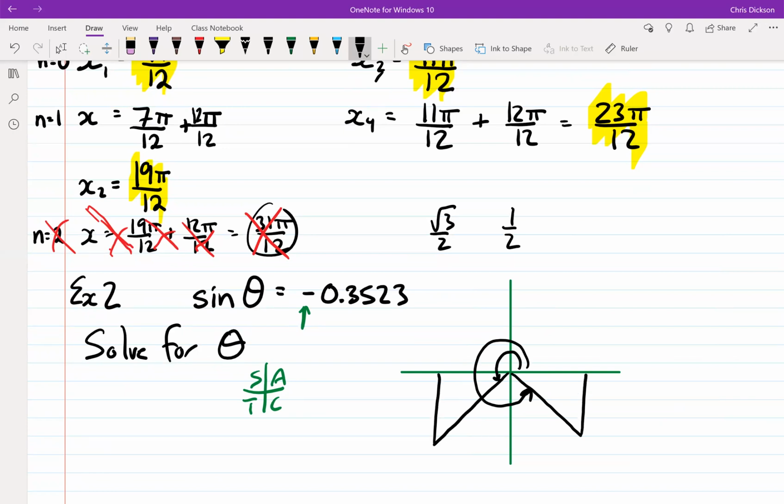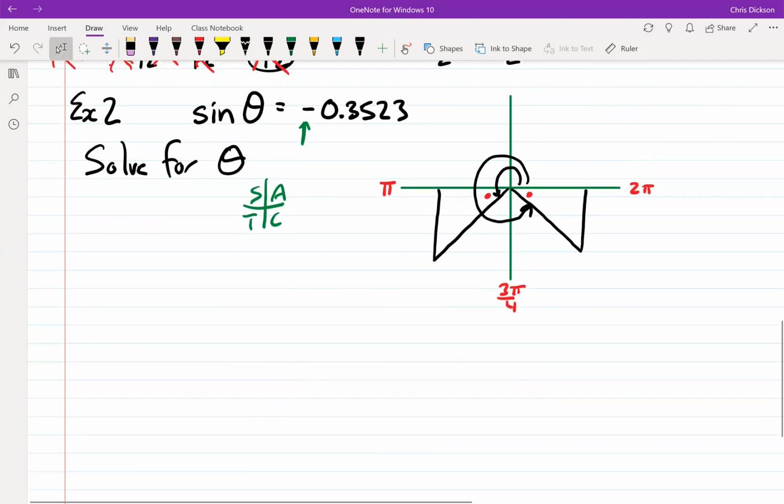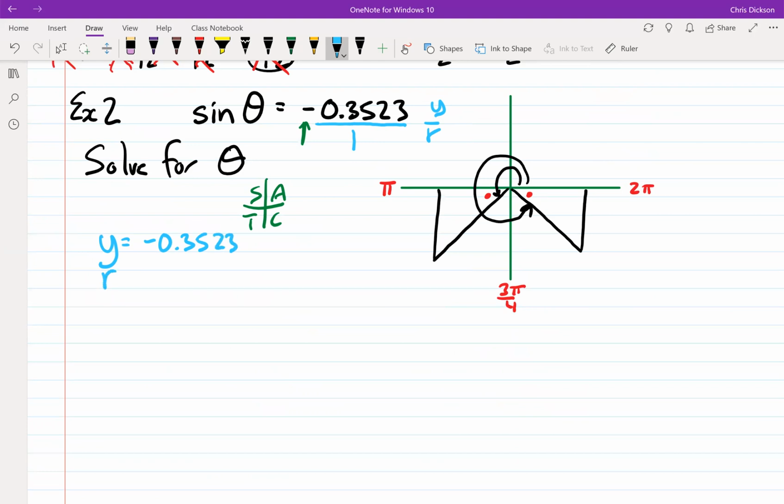And I try to find my reference angle, because once I know my reference angle, it's going to be pretty easy for me here. I know that's pi. I know that's 2 pi, 3 pi over 4. And so what do I know about the numbers, I guess? Once again, this is not special here. I'm not seeing like a √3 and a 2 and a 1 here. Let's put this over 1 though, because as a fraction, that's what it would be over 1. And so this is y over r. So I know my y value is negative 0.3523, and my r value is 1.